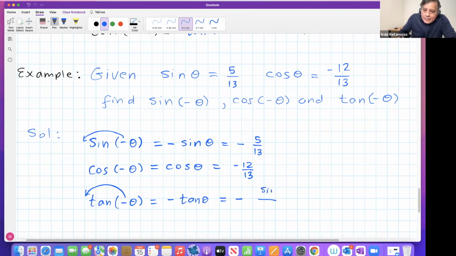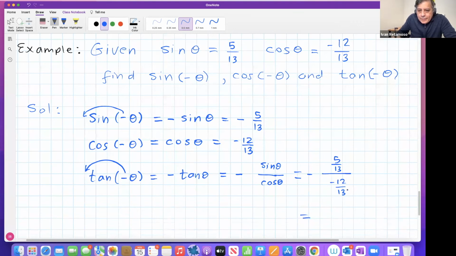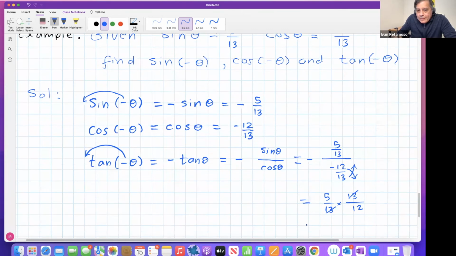It's just sine of theta over cosine of theta, right? And that should be just equal to minus here. Sine of theta is 5 over 13. Cosine of theta is minus 12 over 13. Minus and minus make plus. Notice you flip the fraction on the denominator, and then you multiply that by the fraction on the numerator. 13 cancels. You end up with 5 over 12, right? So that will be tangent of minus theta. Follow, guys?